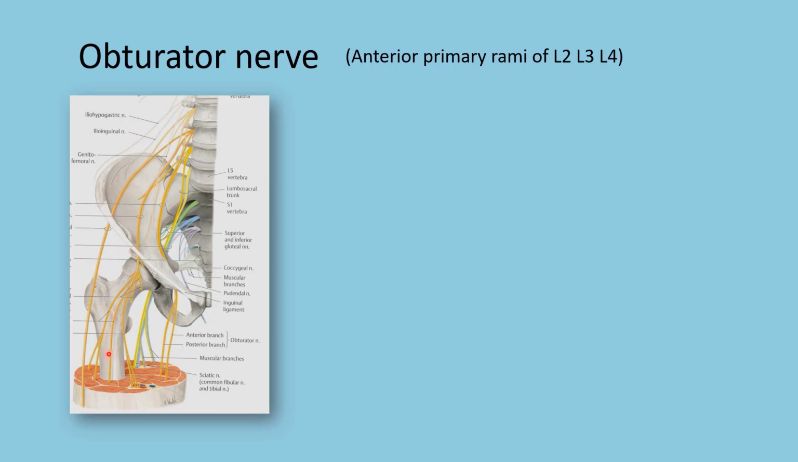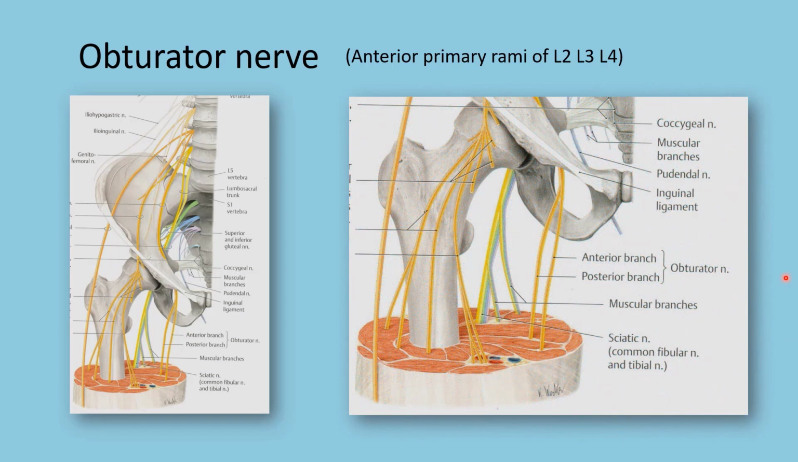This is the femoral nerve and two different colored nerves on the back. This is the sciatic nerve. Look at the obturator nerve. It is dividing into two divisions, anterior branch and posterior branch, and it is supplying the whole of the adductor compartment or medial compartment.